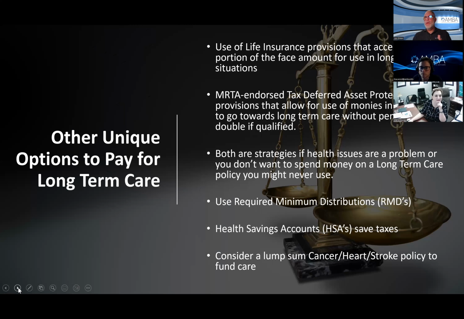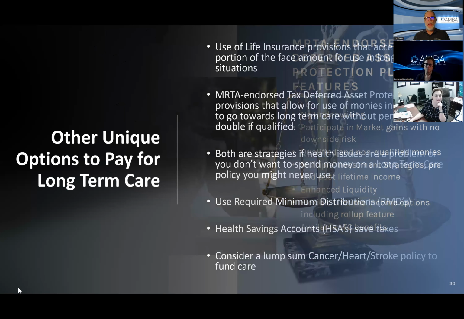And in some ways, we've seen people get creative. You may take out a lump sum cancer, heart attack, and stroke policy. If you have one of those three medical conditions, it would pay you a large lump sum, $50,000, $25,000, that you could use for your care as well. So there are some ways that you can do that.